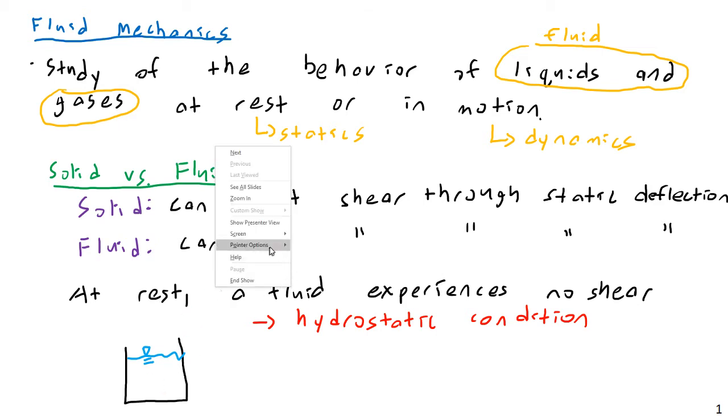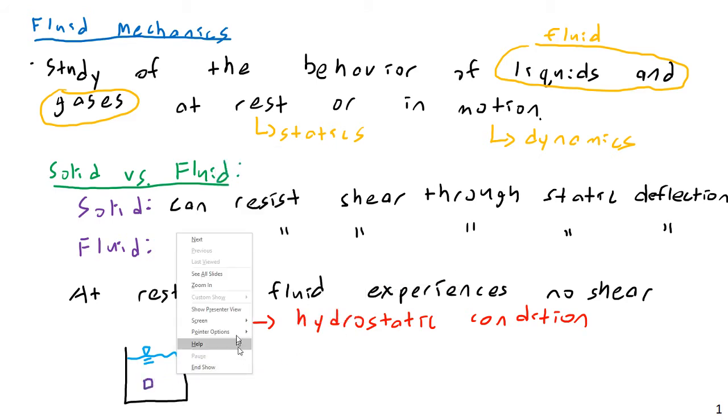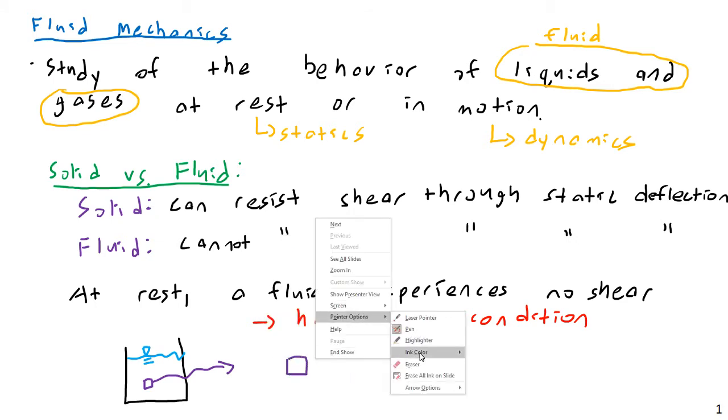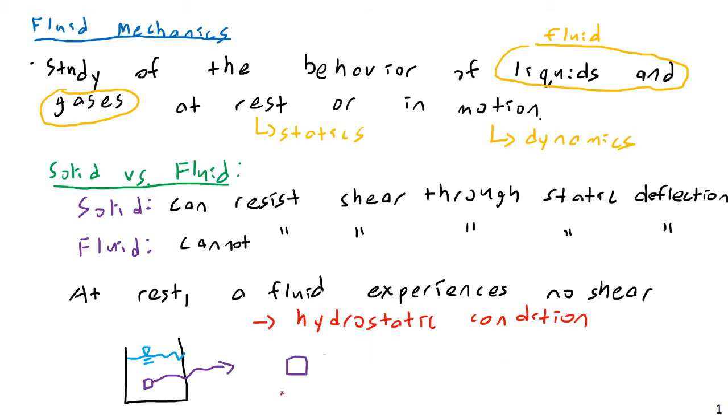So if I take a little element out of this bulk fluid and draw this here and then look at the stresses on it, I will see that there will only be normal force present on this fluid. And in particular, I will have the same force acting in all directions. Now, that is assuming this element is small relative to the depth of the fluid.